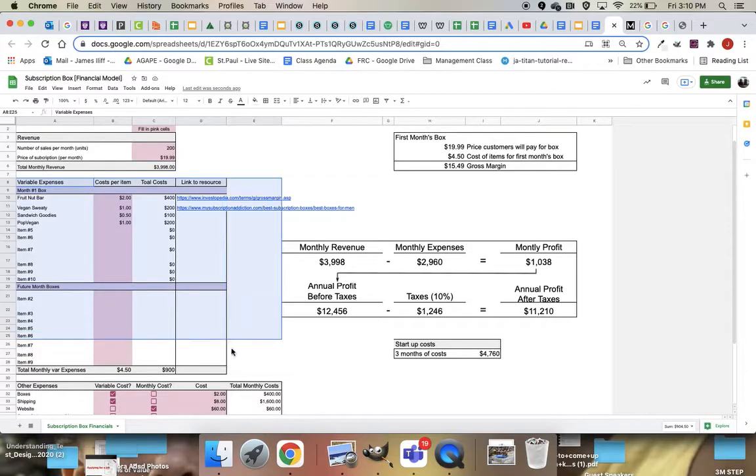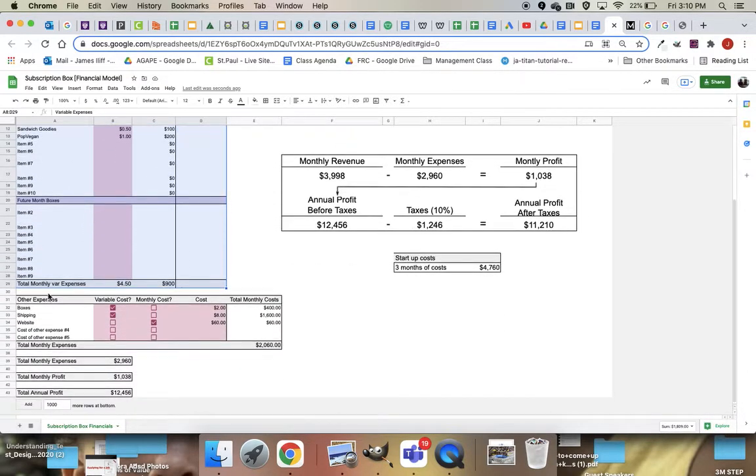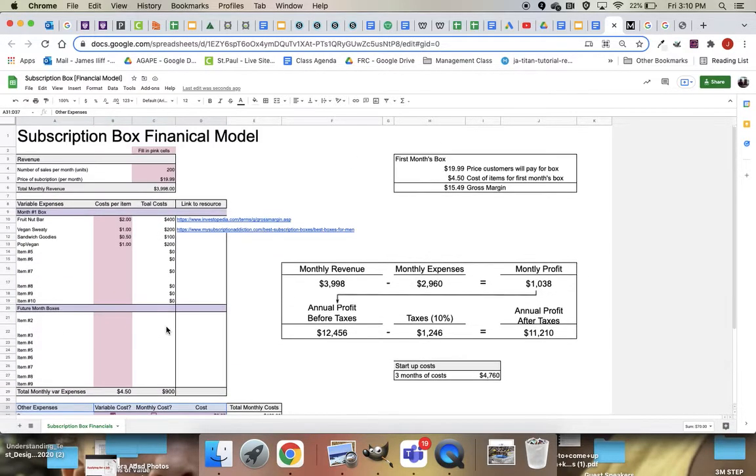Okay, but we have expenses to deal with. Check this out. Here are our variable expenses. And here are our other expenses, sometimes our fixed expenses. For our variable expenses, I want you to come in here and add all of the items that you think you're going to put into the first month's box. So you're going to put the name of it here. Mine is going to be a fruit nut bar, a vegan sweetie, a sandwich goodie, and a pop vegan.